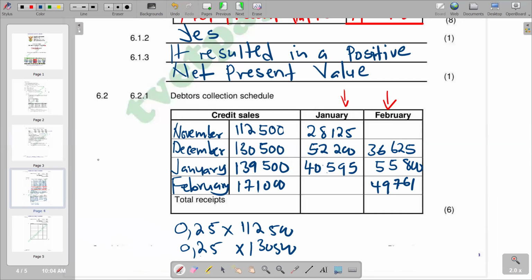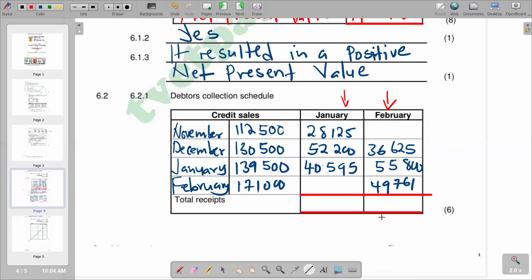We have now completed January and February. So our receipts now, we can just put some lines so that we are now calculating the total. In the column for February, you need to get a total of 142,000. For the column for January, you need to get your total is 120,920. So take note, these are the total receipts. Remember, we're calculating the cash collection schedule. So the collections for January, we have our total here. Collections for February, we have our total here. So that's what we have.